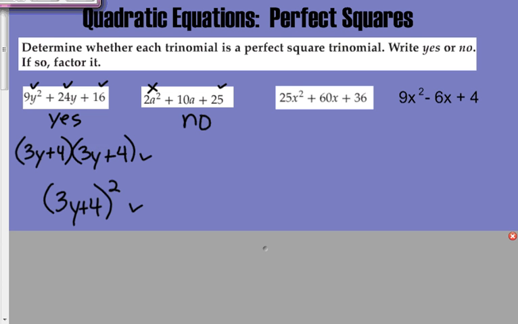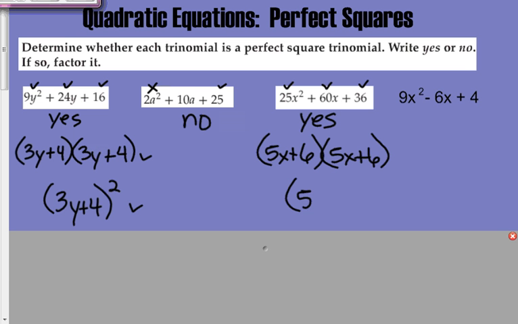All right, first and last terms perfect squares? Yes, yes. So let's take the square root, that'd be 5x and a 6, and then double it. 5x times 6 is 30x. 30x doubled is 60x. So the middle checked out. Now we'll factor it out with the yes here. And again, you can write it twice, or you can write it once. It'll be 5x plus 6 times 5x plus 6, or 5x plus 6 squared. Either way, you can write that answer.